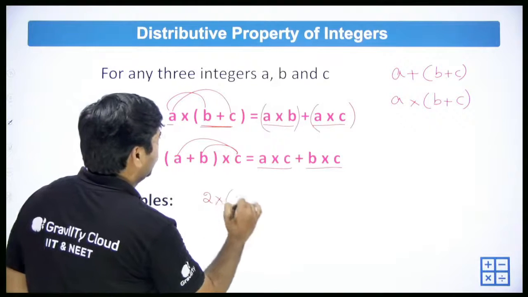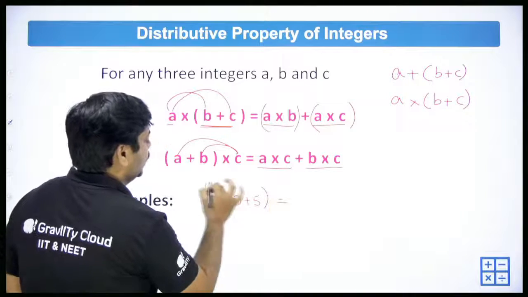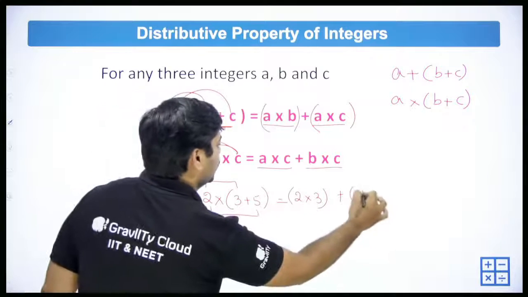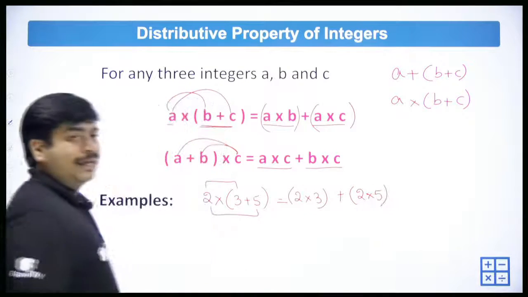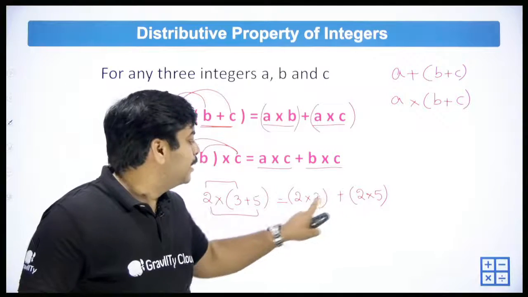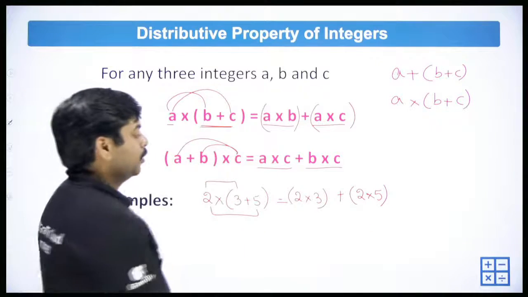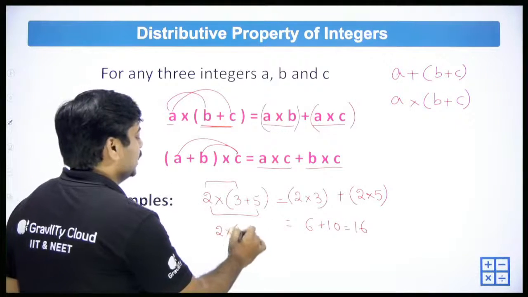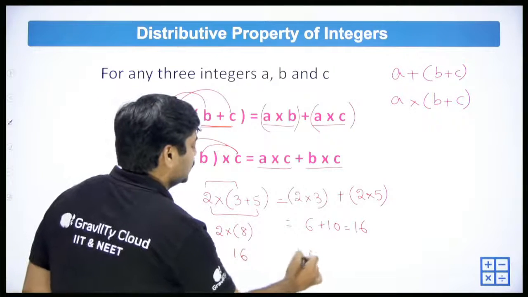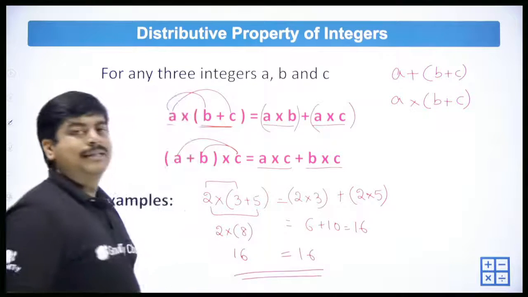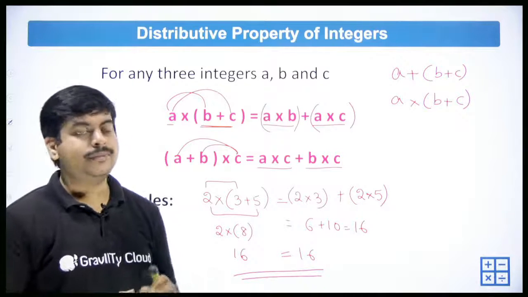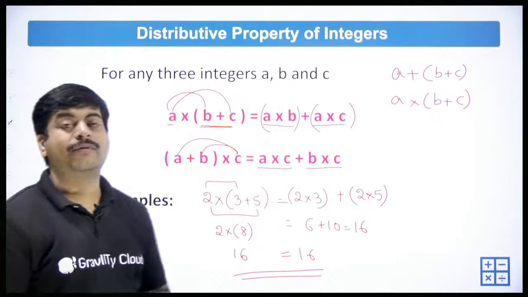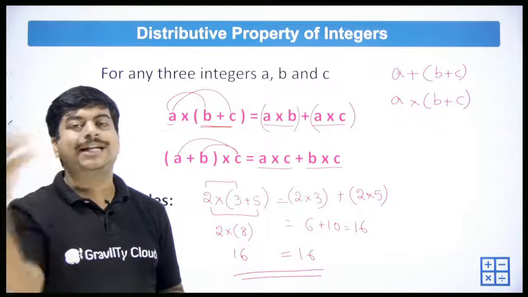If you have 2 into 3 plus 5, that will be equal to 2 into 3 plus 2 into 5. Don't use the addition or plus symbol between them. It is multiplication. So 3 2s are 6 plus 5 2s are 10. That will give you 16. On the other side, 2 into 5 plus 3 is 2 into 8. 8 2s are 16. So 16 and 16, these two will be equal. Understand? So A into B plus C equals A into B plus A into C. Whichever number you are multiplying should be distributed to all the remaining numbers.